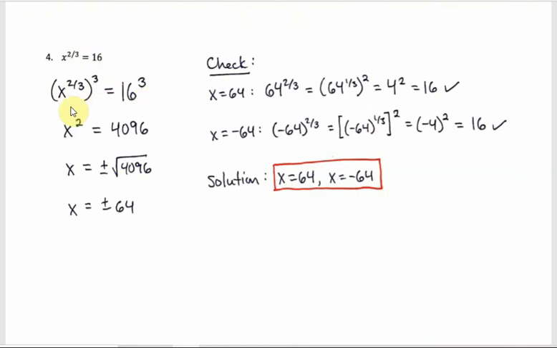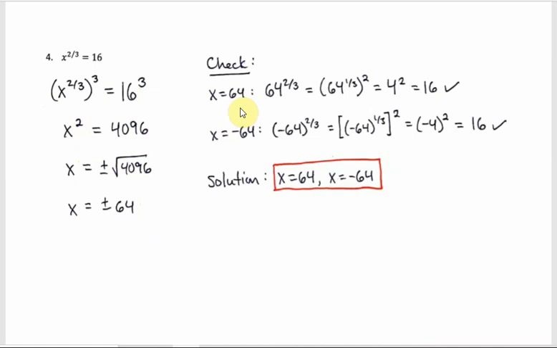Okay, well if you do that on the left, you're going to have x raised to the power of 2/3 times 3, but 2/3 times 3 is 2. So that's x squared. Then on the right, this is kind of a big number. When you cube 16, you get 4,096. But then when you use the square root property from here, the square root of 4,096 is 64. So this is plus or minus 64. And then we got to check them both.